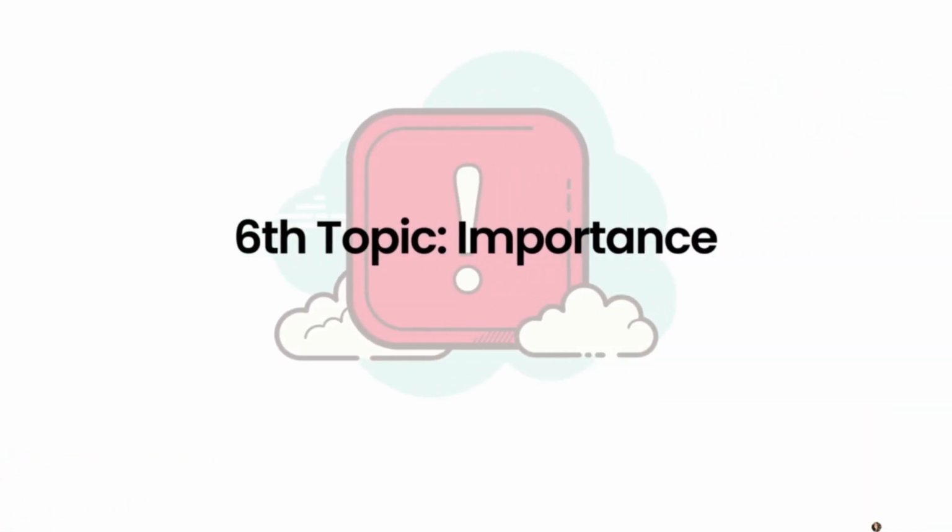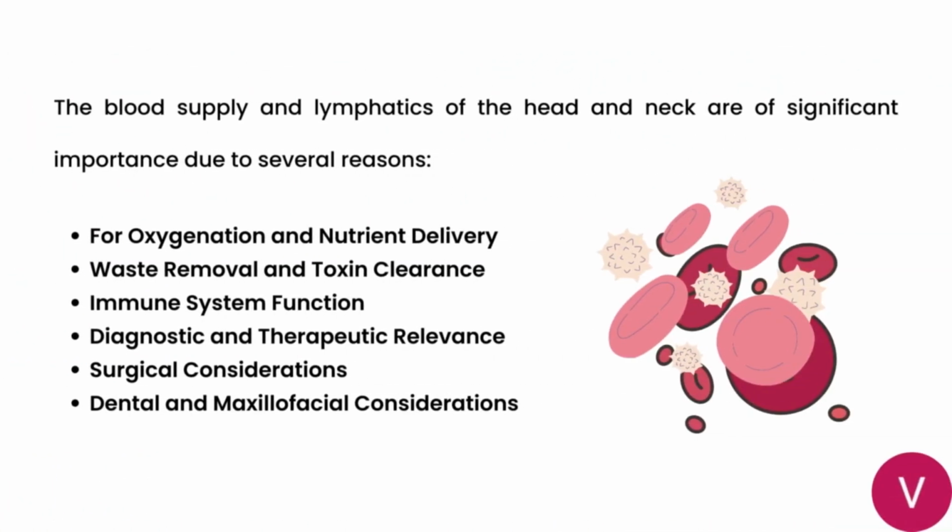Sixth topic, importance. Understanding the blood supply and lymphatics of the head and neck is essential for healthcare professionals to provide accurate diagnosis, plan appropriate treatments, optimize surgical outcomes, and ensure overall patient well-being. Therefore, they are of significant importance due to several reasons.